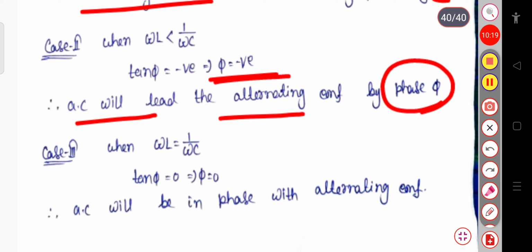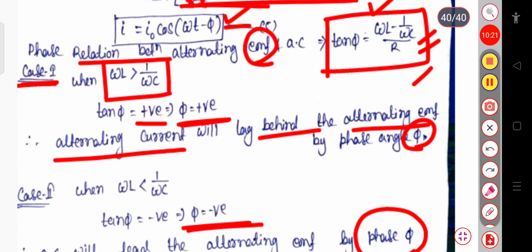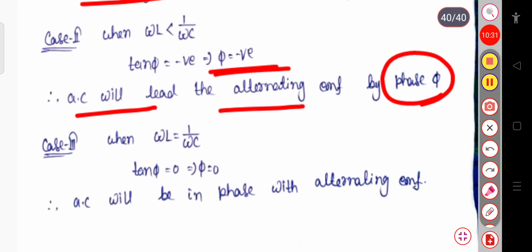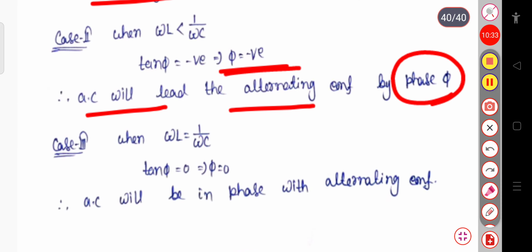Now you can see that in the current expression, I equals I naught cos(omega t minus phi), when this phi value is negative, then minus minus becomes positive. So here you can say that the alternating current will lead the alternating EMF by the phase phi.